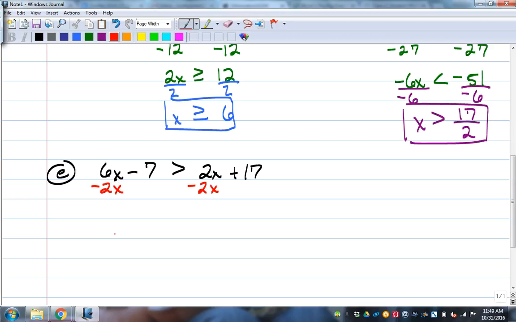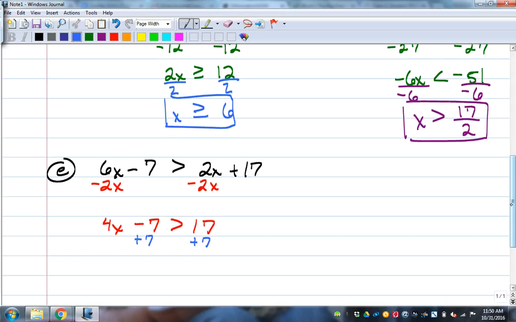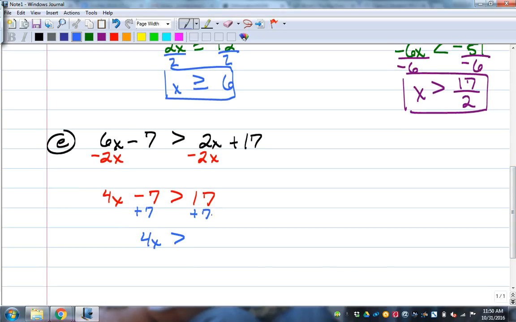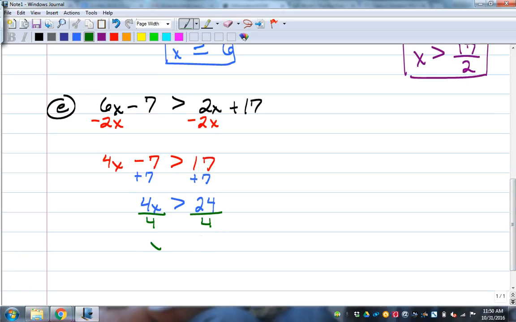And you're subtracting it from the like term. So the like term is the 6x. 6 minus 2 would be 4x. Minus 7 is greater than 17. And then what do we do next? Yeah, add 7 to the 17. That's going to give us 4x is greater than 24, right? And then divide by that 4. And at the end, x is greater than 6.